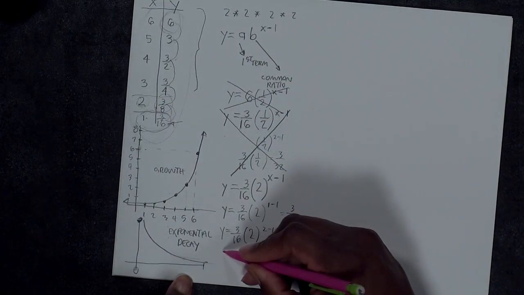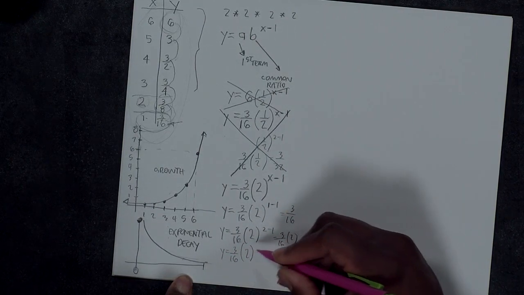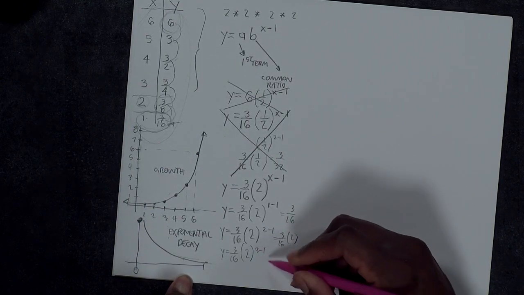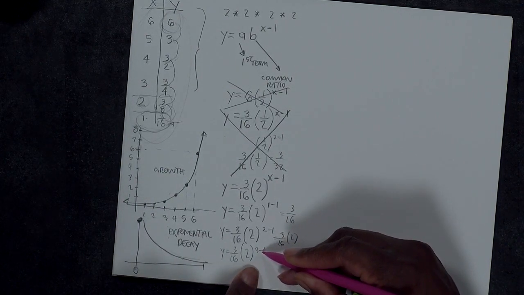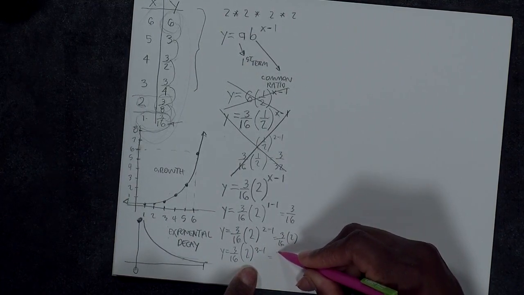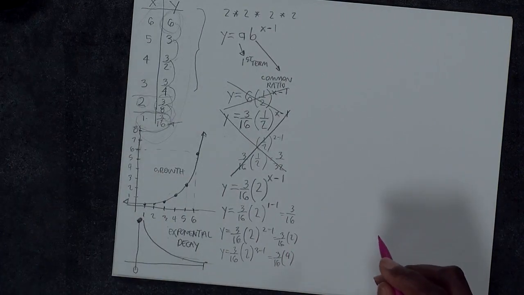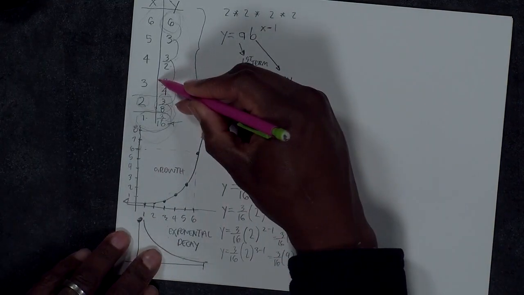All right. If we put in 3, we get 3/16 times 2 to the 3 minus 1, that's 2. 2 to the second is 4, so we have 3/16 times 4, which is 3/4.